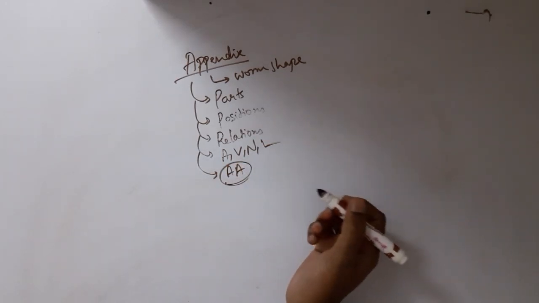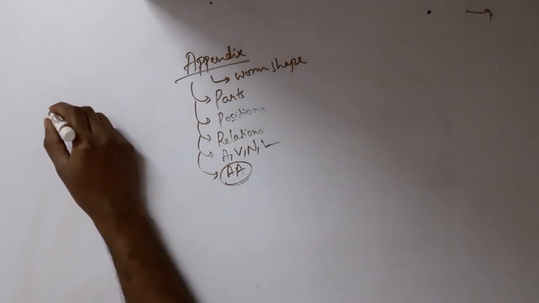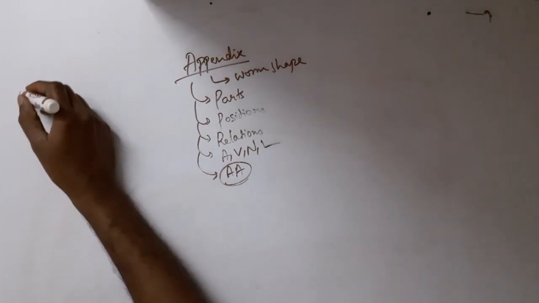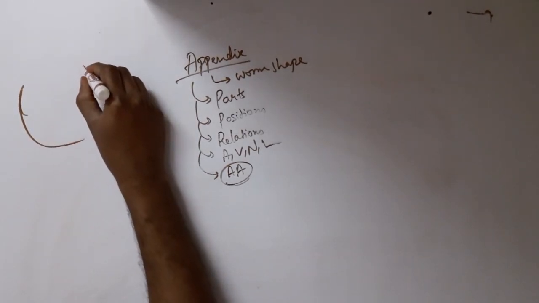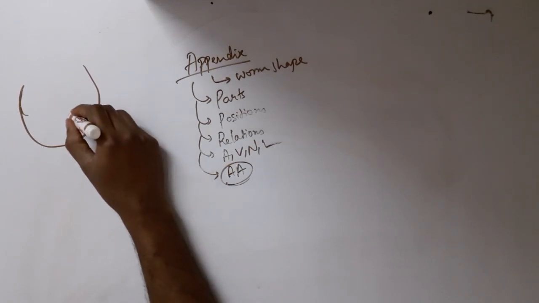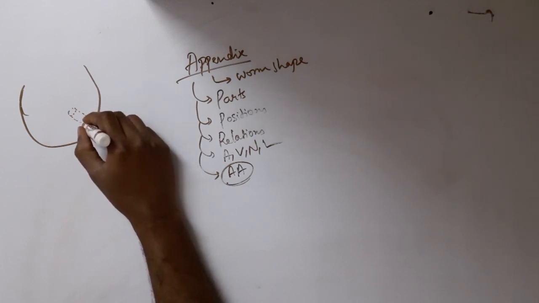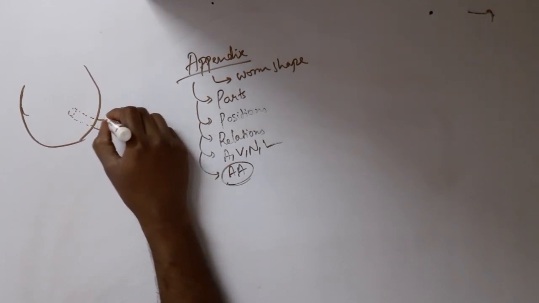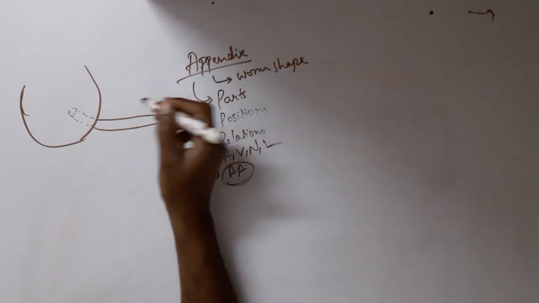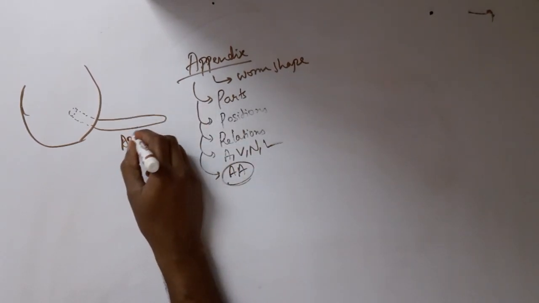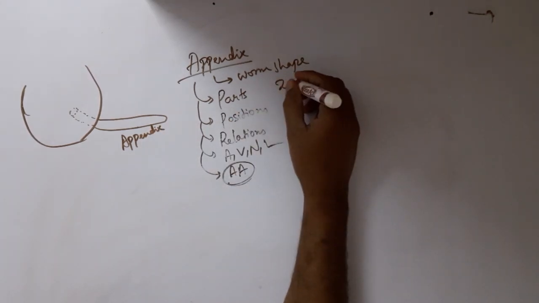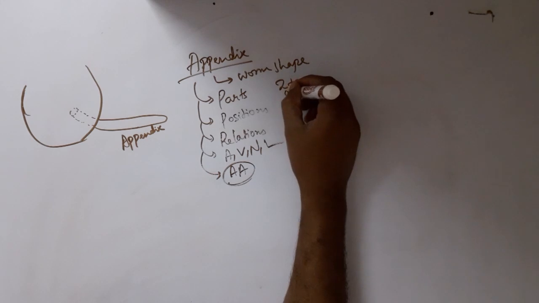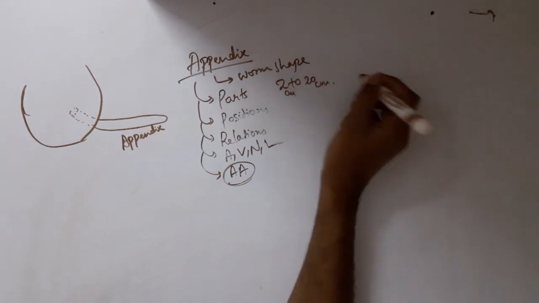of this. So, parts of this appendix. Suppose this is the cecum. From this, posteromedially, we have a finger-like projection, that is the vermiform appendix. In general it will be around 2 centimeters, range is 2 centimeters to 20 centimeters.